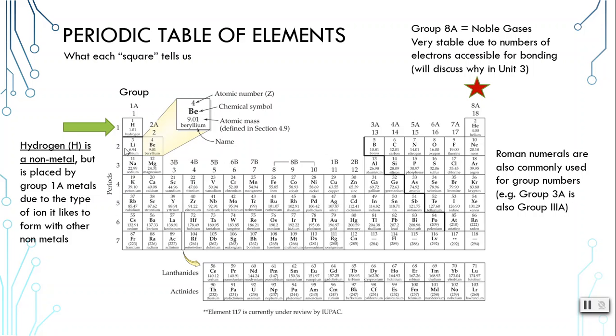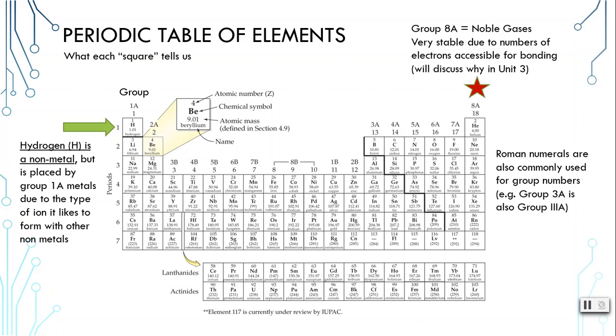Period 2 would be all of the elements in the row labeled 2. So lithium, beryllium, boron, carbon, nitrogen, oxygen, fluorine, neon. So periods go from left to right across the periodic table.